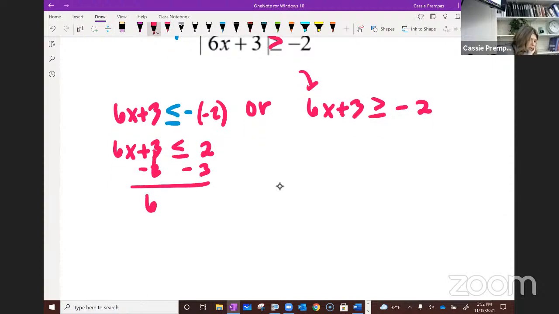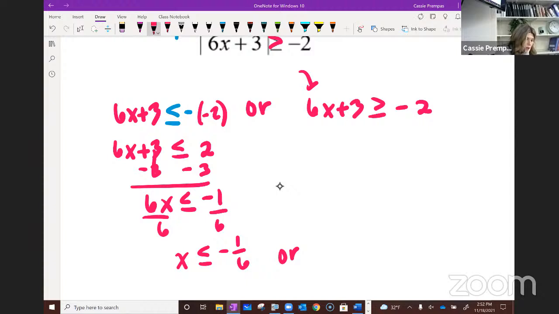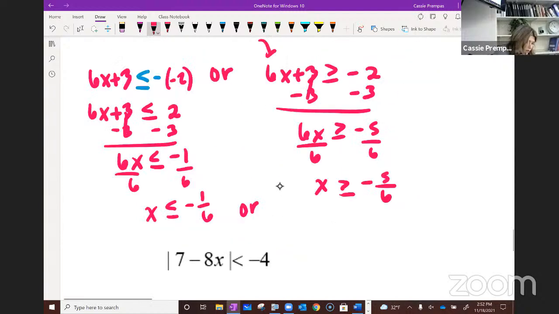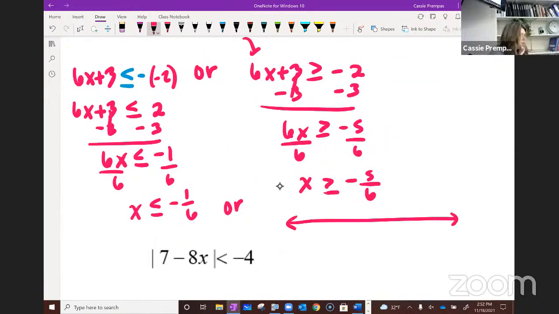And we get 6x has to be less than or equal to -1. Divide by 6. So we see x has to be less than or equal to -1/6. Or we subtract 3. And we get 6x has to be greater than or equal to -5. Divide by 6. Or x has to be greater than or equal to -5/6. If I graph these values on a number line, you will end up shading everything.